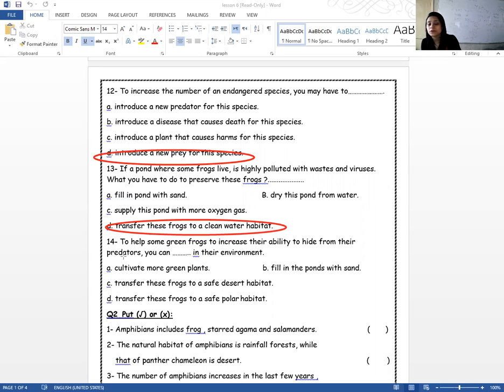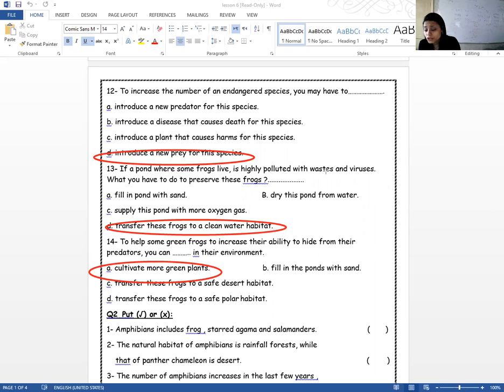The last one, number 14, to help some green frogs to increase their ability to hide from their predators, you can cultivate more green plants in this environment because it takes the shape or the color of the green plants, okay?